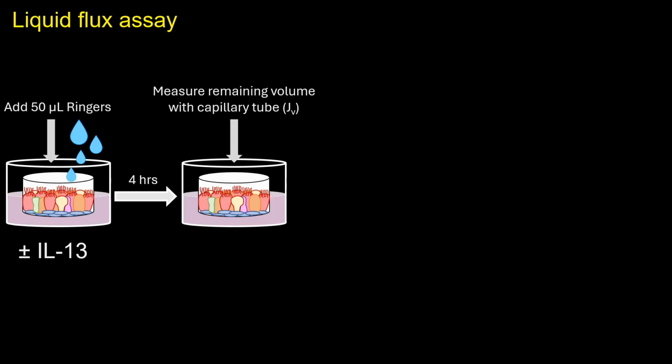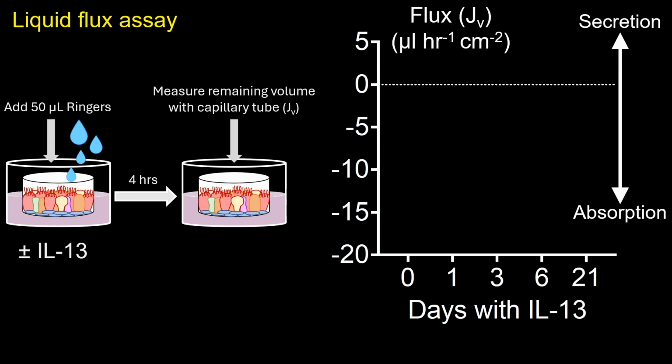And we also did a liquid flux assay, where essentially you put a known volume of liquid on the apical surface of the airway cultures and then see how much you recover after 4 hours. And so here on the y-axis, I'm showing you fluid flux in microliters per hour per centimeter squared. And on the x-axis, time with IL-13 treatment. So a more negative number would suggest that the airway epithelia are absorbing. A more positive number suggests that they're secreting.